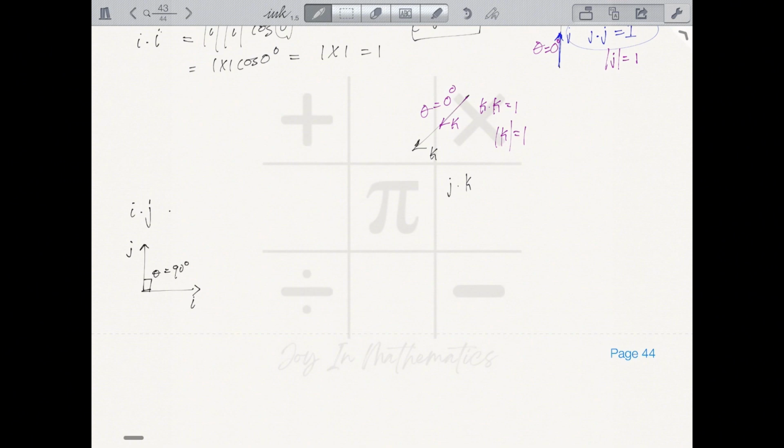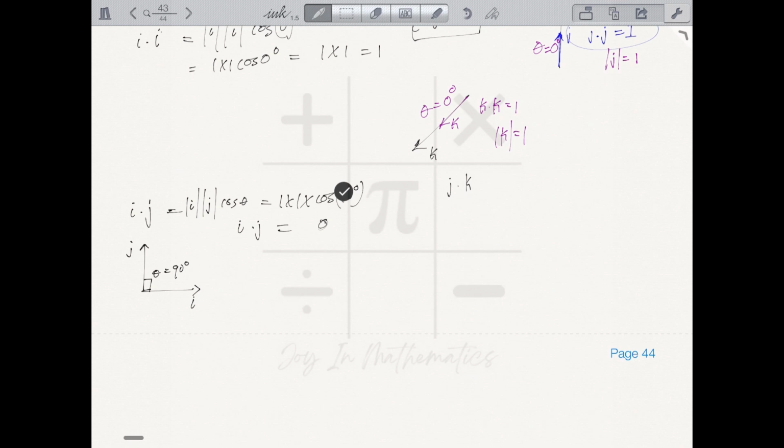Now I dot J will be the modulus of I multiplied by the modulus of J cos theta, and that will give us 1 multiplied by 1 multiplied by cos theta, which is 90 degrees. Cos 90 degrees is equal to 0. So this is equal to what? 0. So I dot J is equal to 0.